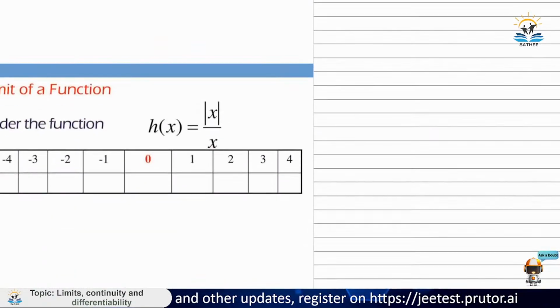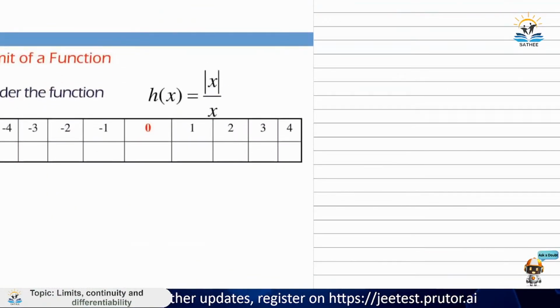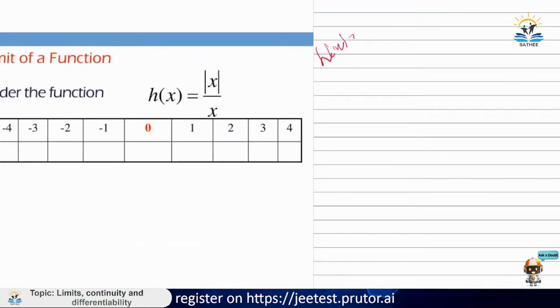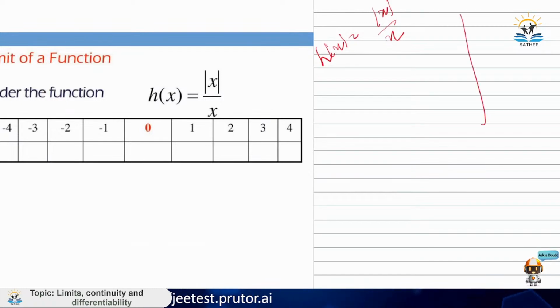Okay, so let's move to a different question now. What is given to us? The limit of the function h of x is equal to this upon x, right? So what we can do here is, we know it is like this, it is mod of x, and now we're multiplying x to it.